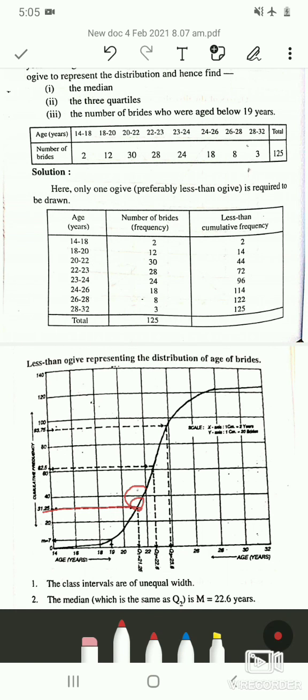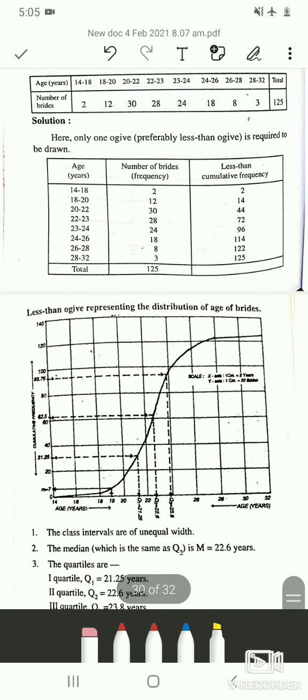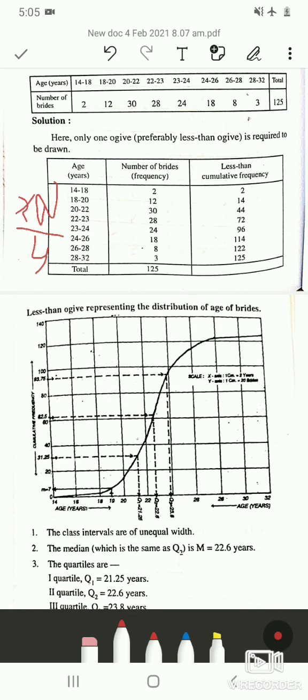So for the point where it touches, draw a perpendicular line to the x-axis. So where it meets, that will be your Q1. So in this case it is 21.25 years. Then to get Q2, what we have to do, it is 2 times of n divided by 4 or n by 2, that is 125 divided by 2, which is 62.5.